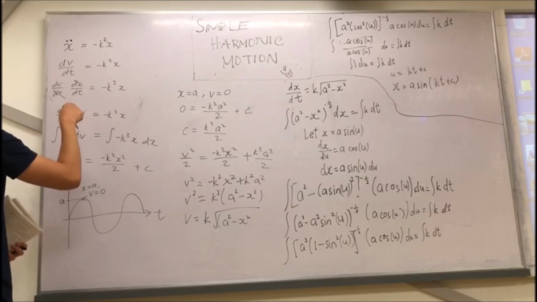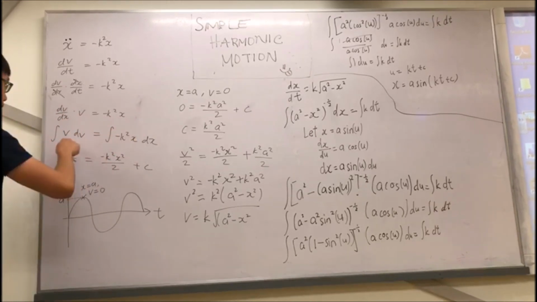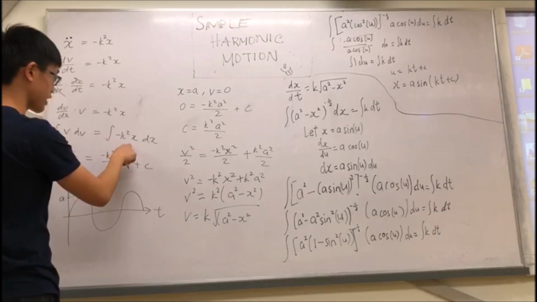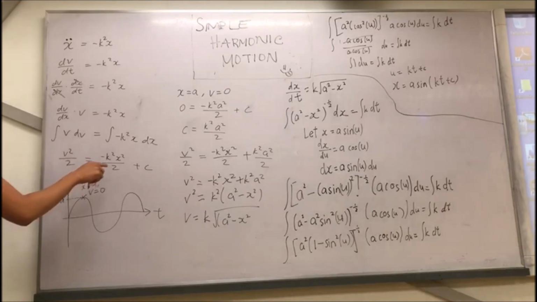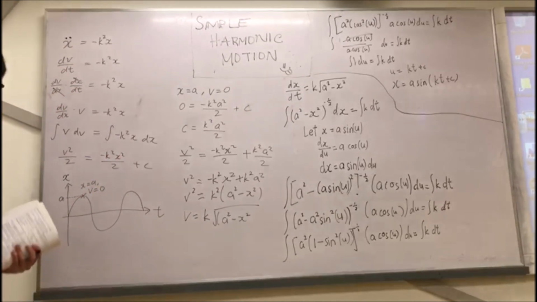And then we can move this dx to here and it becomes an integration. Then we integrate v and integrate negative k squared x, and you will get v squared over 2 equals negative k squared x squared over 2 plus c.